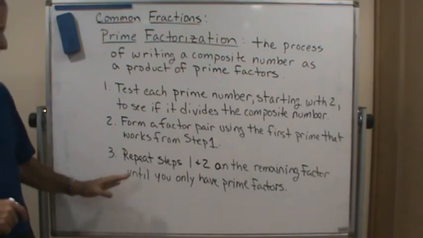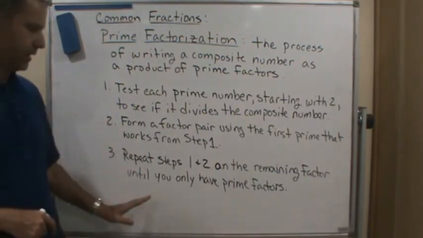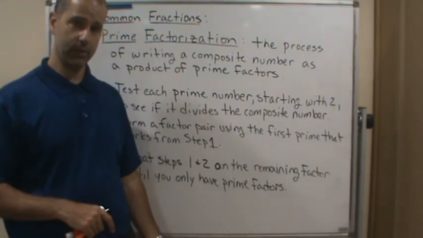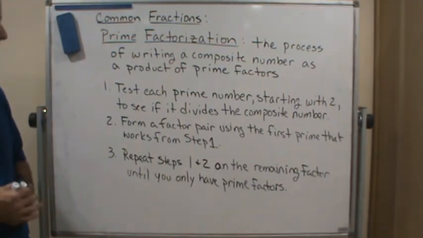And then 3 says repeat steps 1 and 2 until you end up with all prime factors, and you're done. Okay? And so let's do some examples.